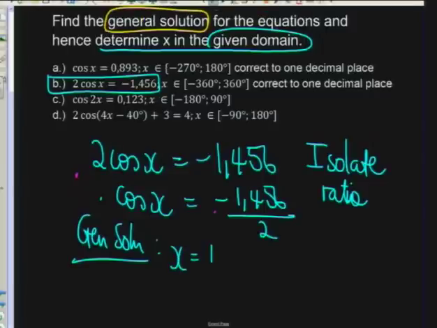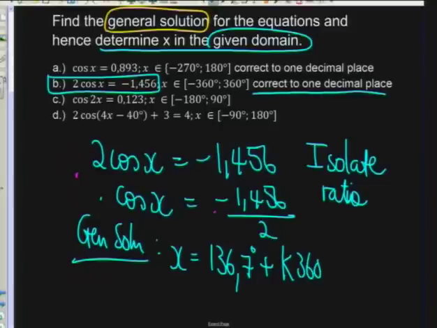X equals 136,7 degrees. And it says here, correct to 1 decimal place. So that's why I've used 1 decimal place. And remember, it's plus the period. That's one answer. We get a multiple set of answers.